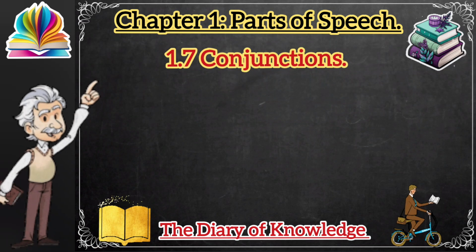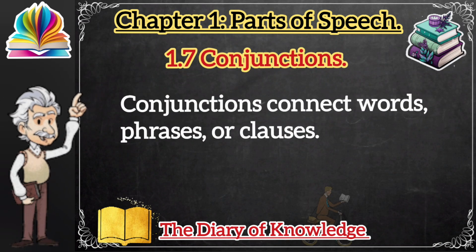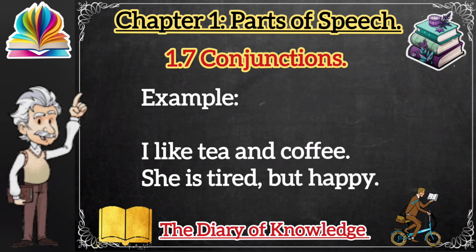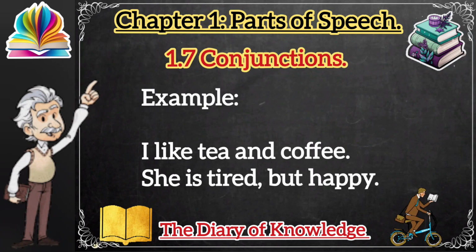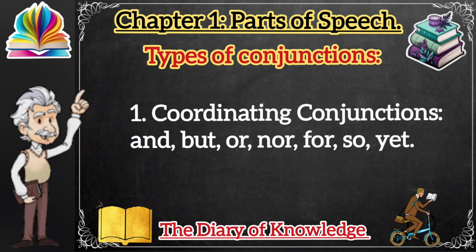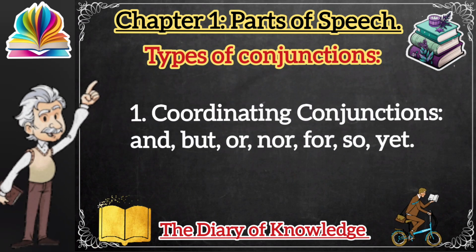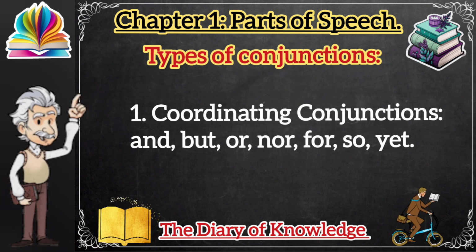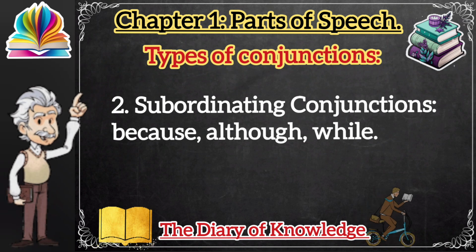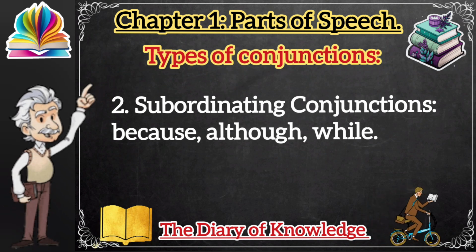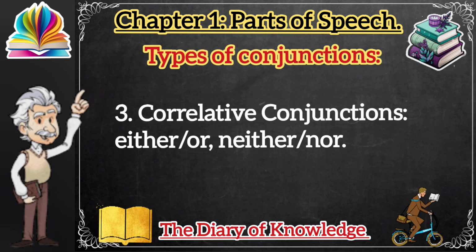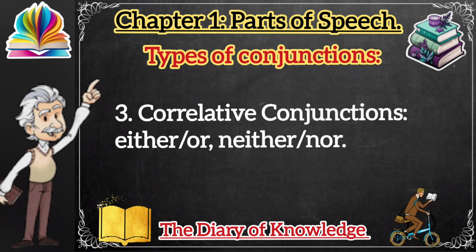1.7 Conjunctions. Conjunctions connect words, phrases, or clauses. Example: I like tea and coffee. She is tired but happy. Types of conjunctions. 1. Coordinating conjunctions: and, but, or, nor, for, so, yet. 2. Subordinating conjunctions: because, although, while. 3. Correlative conjunctions: either or, neither nor.